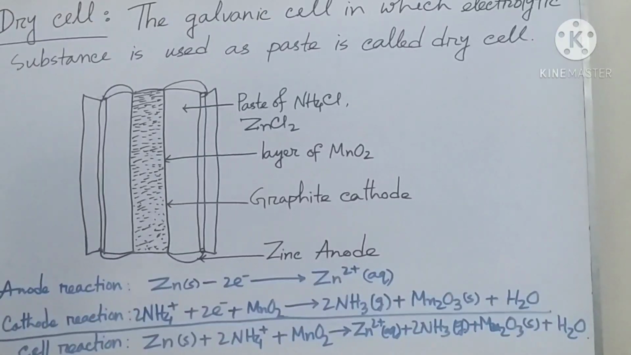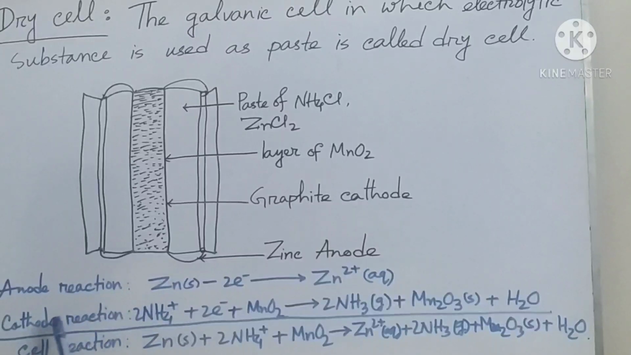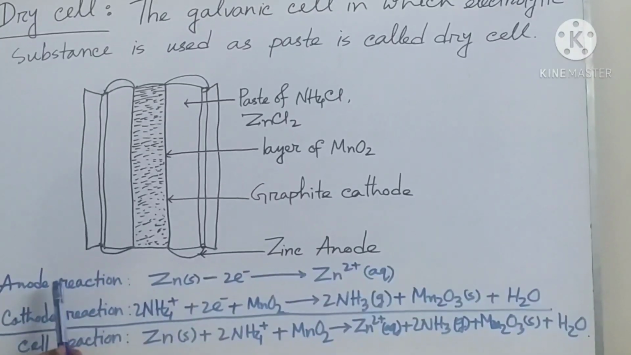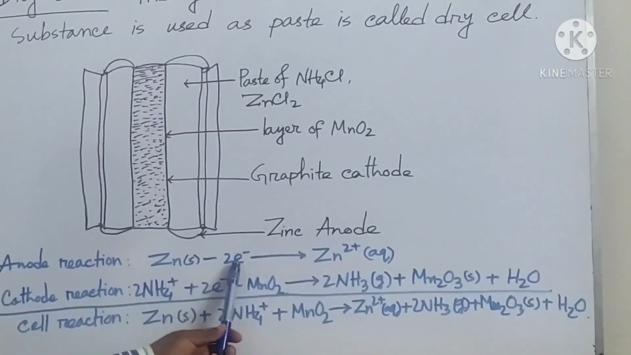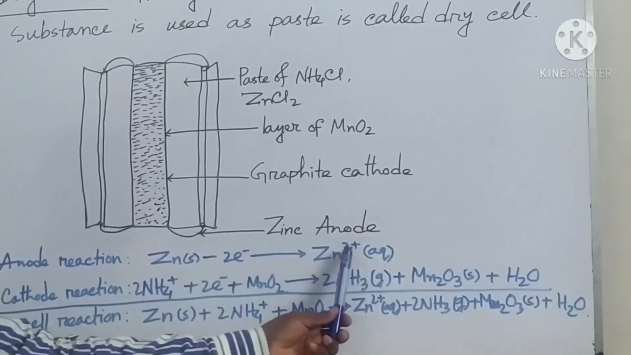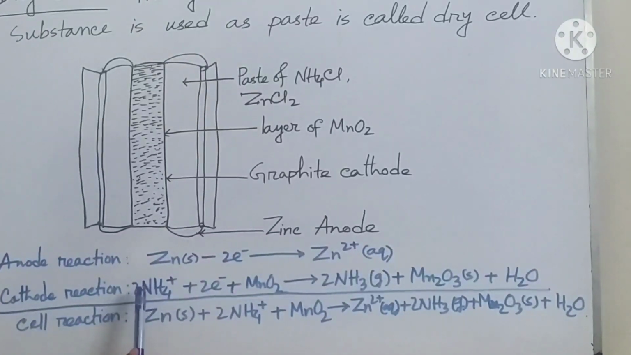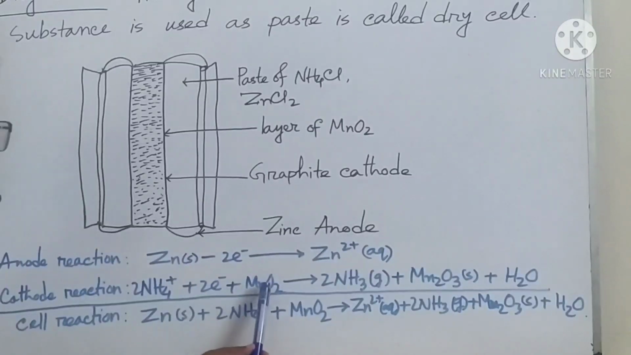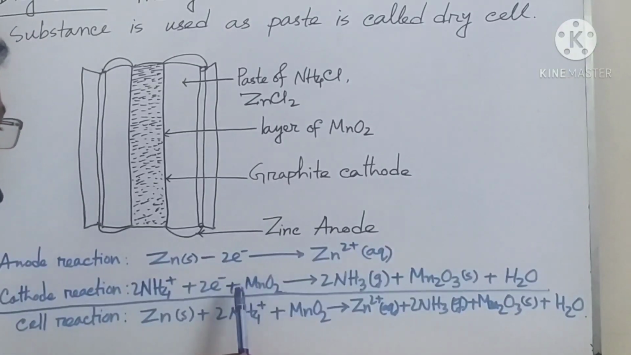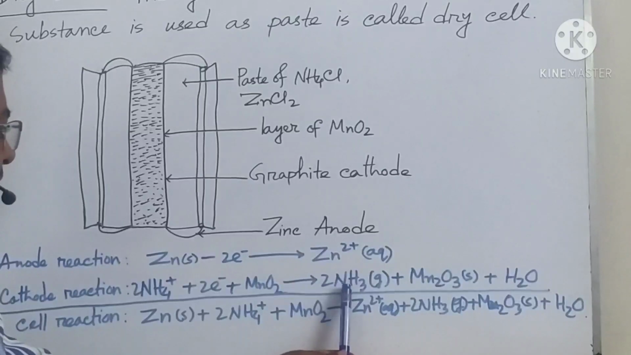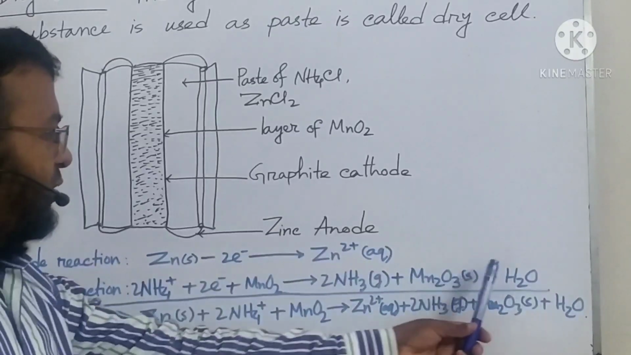Okay, now everybody see the reaction. In the anode it is oxidation reaction and in the cathode it is reduction reaction. So in the anode zinc donates 2 electrons and forms zinc 2 plus ion, and ammonium ion receives those 2 electrons and manganese dioxide reacts with that to produce ammonia gas, dimanganese trioxide and water.